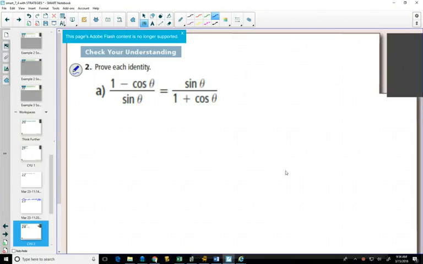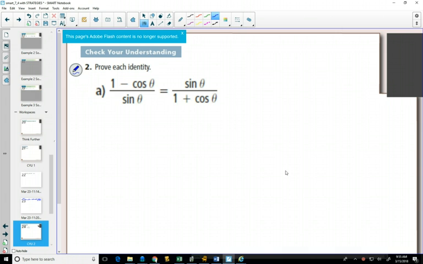Now, I would say most of us are stuck. Okay? Some of you came up with a strategy, which is wonderful. But most of us are stuck because up till now, our number one strategy that we've used is change things to sine and cos. So we look at this one and go, oh, that's already done. Everything's changed to sine and cos already.